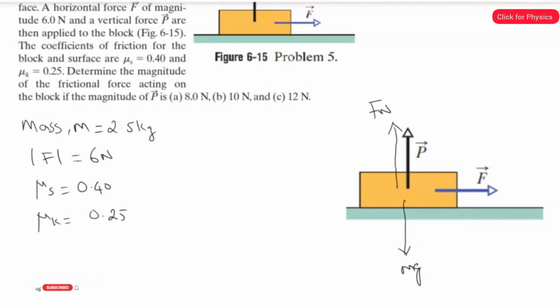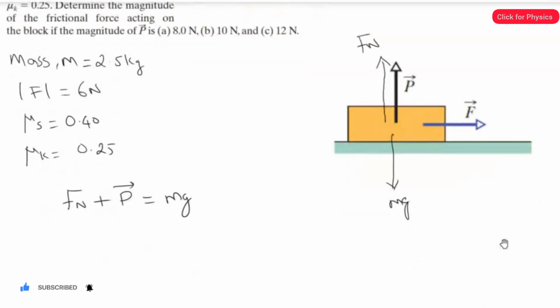Clear? Now we have to frame the equation from the free body diagram. Correct? Okay. So how many upward forces do we have here? We have two upward forces and one downward force. So the two upward forces are Fn plus the vertical force P vector, which is equal to mg, right? Now we have to rearrange this equation in terms of the normal force. Therefore, Fn is equal to mg minus P vector. Here for P vector we have to consider the magnitude.